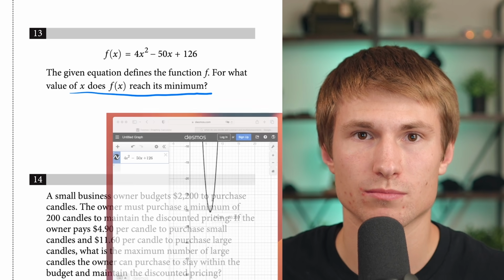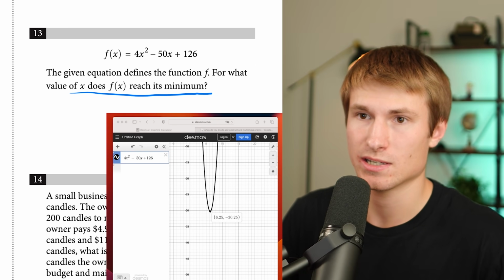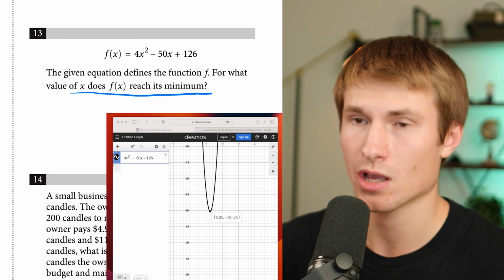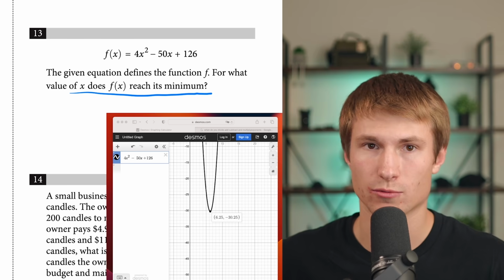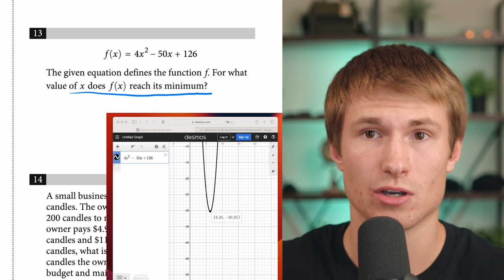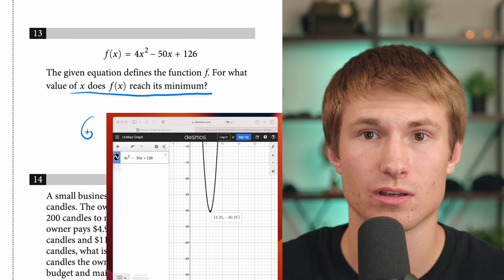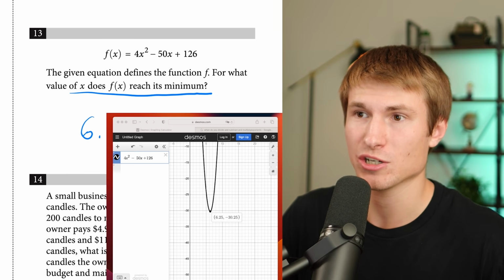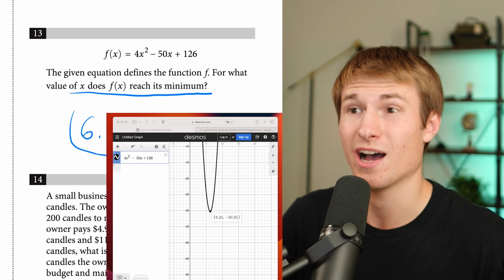All you got to do is pull up Desmos. You can do this on the digital SAT. It's built into the College Board's Bluebook. So you put in the equation, you look for where the minimum is. The minimum's at 6.25 for the x value of the minimum. So your answer there would be 6.25. So this is a great example of the type of question where it really does make sense to use Desmos on the new digital SAT.